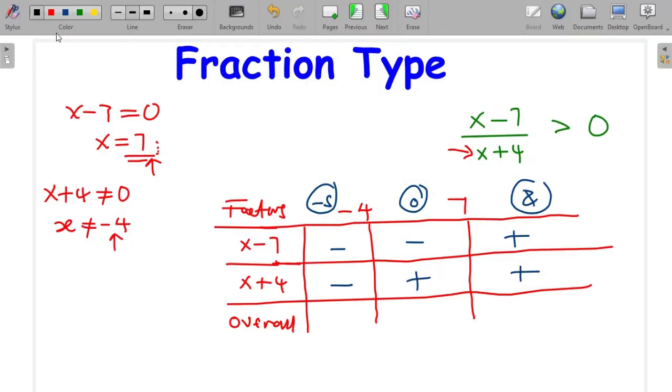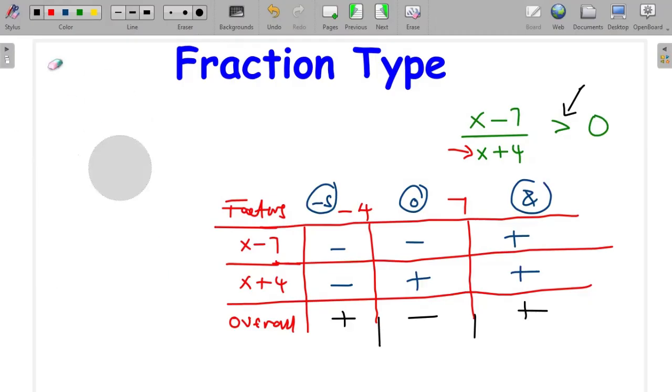So it means the overall will be: negative and negative gives me a positive. Negative and positive gives me a negative. Positive and positive gives me a positive. Okay, and then now you check the sign that you have there. Okay, so the sign there says greater than. So I'm interested in the positive regions. So my answers are going to be a union of this region and this region.